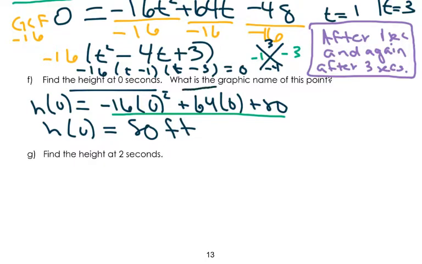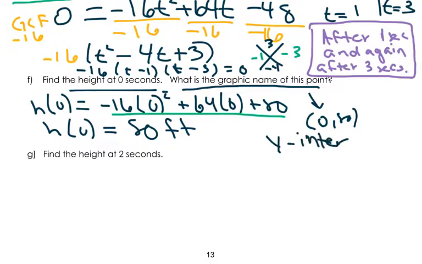And then it says, what is the graphic name of this point? Well, if you think about this point, it's 0, 80, and it's the y-intercept. Okay, the y-intercept is where this equation is crossing the y-axis. It's actually its starting point. And if you go back into the problem, the first line says a rocket carrying a firework is launched from a hill at 80 feet above the lake. It's exactly where it's starting from.